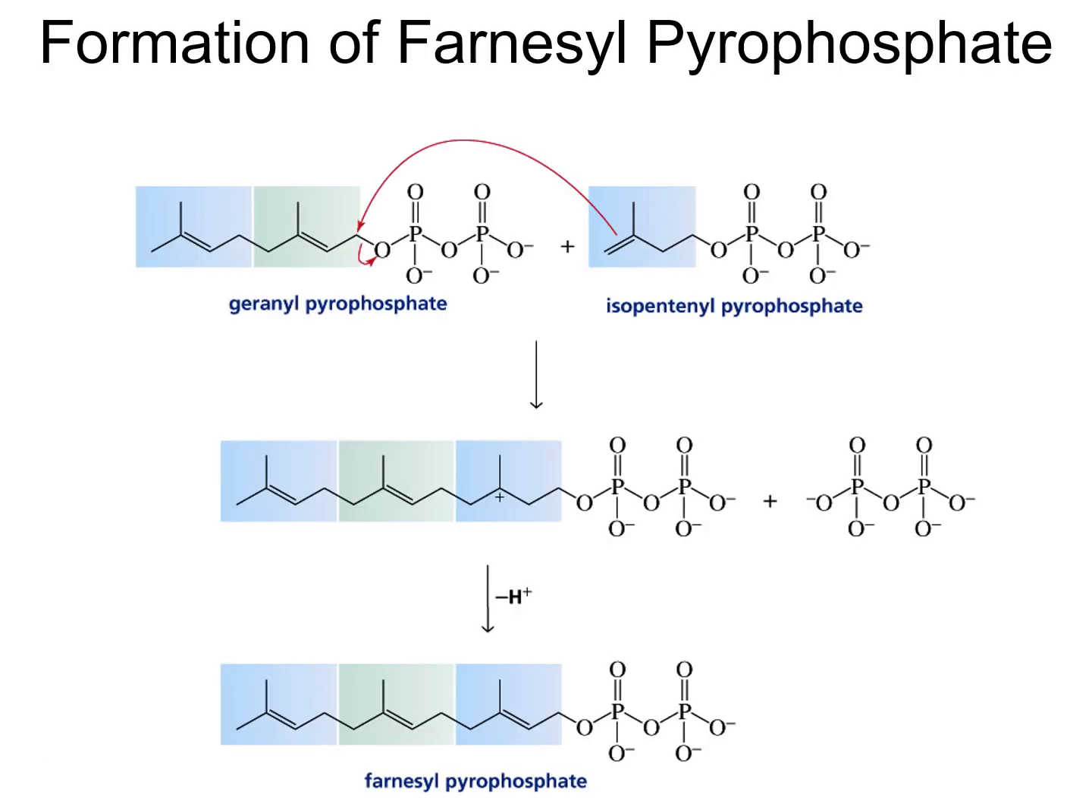It is geranyl pyrophosphate that reacts with isopentenyl pyrophosphate to produce what? Sesquiterpene. The intermediate for sesquiterpene is known as farnesyl pyrophosphate. It is farnesyl pyrophosphate that can be used for the formation of sesquiterpenes.